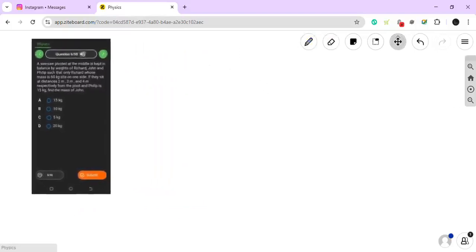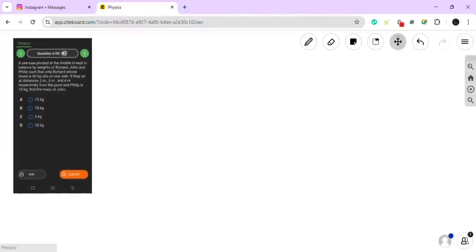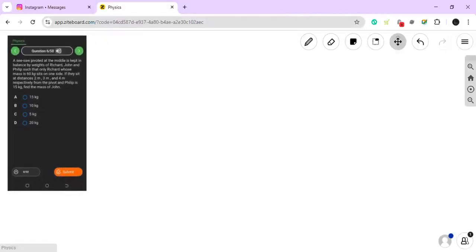This question is actually coming from that same moment of force. They say a seesaw pivoted at the middle is kept in balance by the weights of Richard, John, and Philip, such that only Richard, whose mass is 60 kilograms, sits on one side. If they sit at distances 2 meter, 3 meter, 4 meter respectively from the pivot, and Philip is 15 kilogram, find the mass of John. So this is what we are doing now.